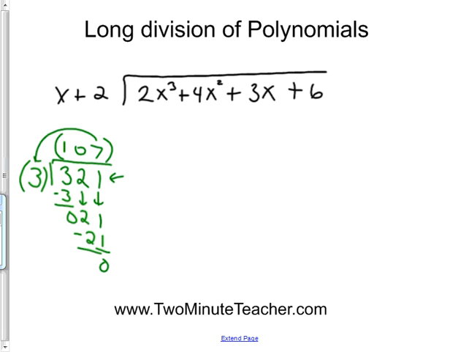So I'm going to start by saying, what should I put right here so that this times that will equal this? And I'll be specific. If I put a 2x squared right there, then 2x squared times the x will give me 2x to the third. And I also do it times that. 2x squared times the 2 makes 4x squared.